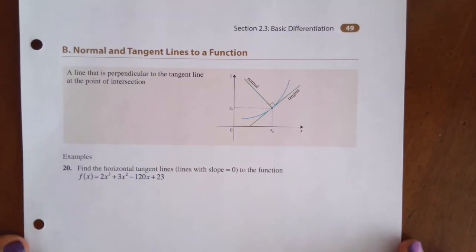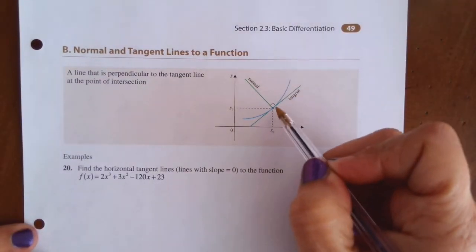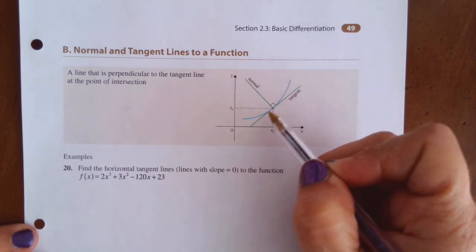All right, so part B, now we're going to look at a couple of applications with these derivatives. We're going to start with normal and tangent lines. You already know what a tangent line is to a function. A tangent line is a line that touches a curve at a specific value, right? It just touches the curve: tangent line.